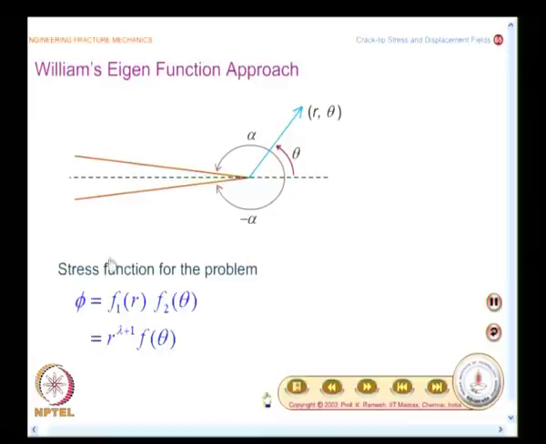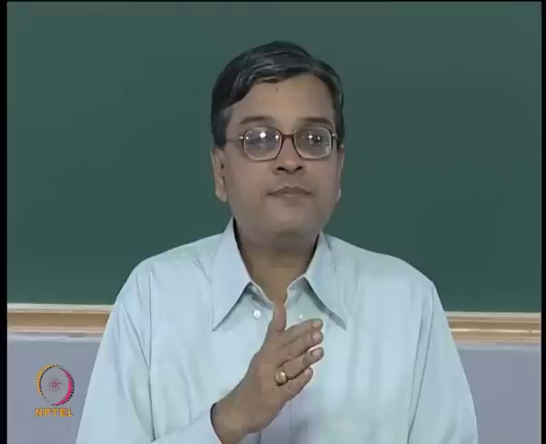And for this, what he had done is taken the stress function as a function of r multiplied by a function of theta. So phi is given as r power lambda plus 1 times a function of theta. We will have to find out what this function of theta is and what the value of lambda is. This is also known as the Williams Eigen function approach.